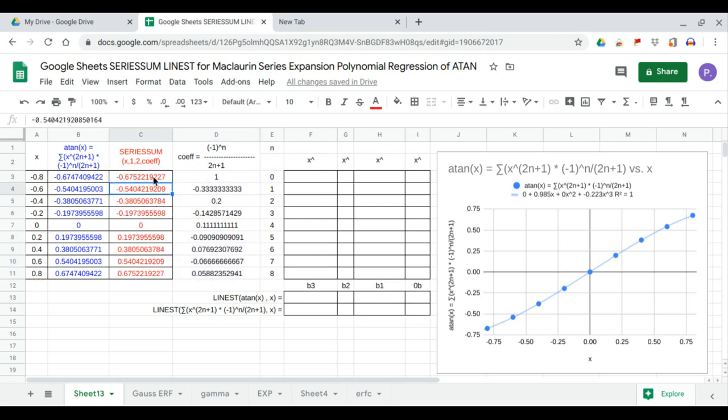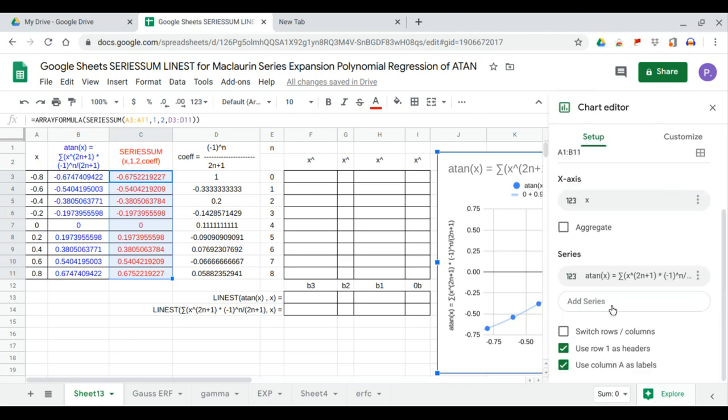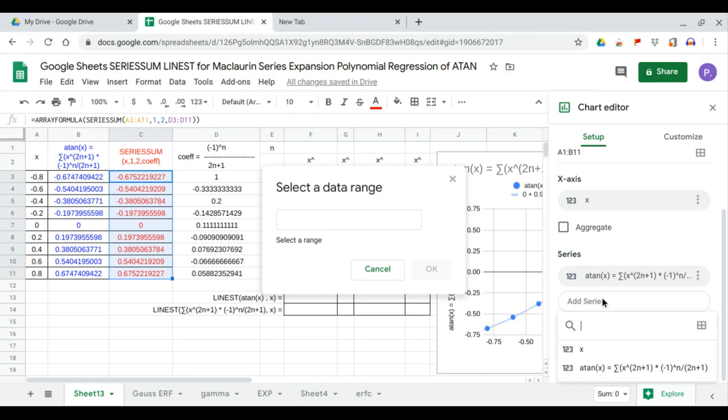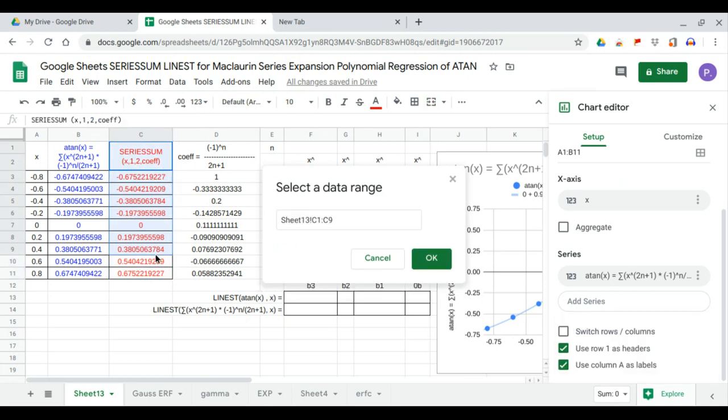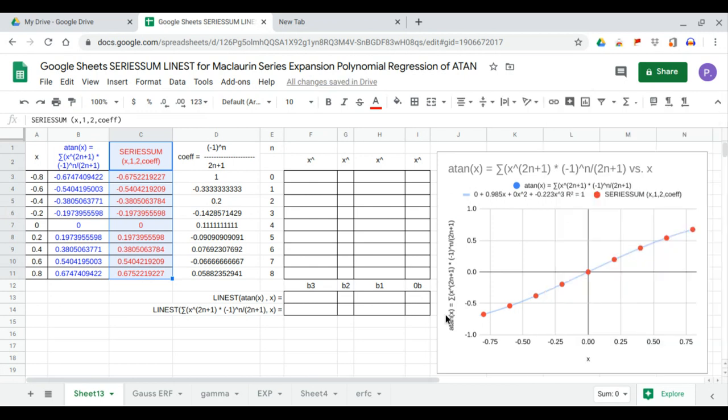You will notice these values and these values are the same. The function and its expansion are the same. We can show that in the chart. So we add this series to the chart. You will notice the blue datasets are now covered by the red datasets.